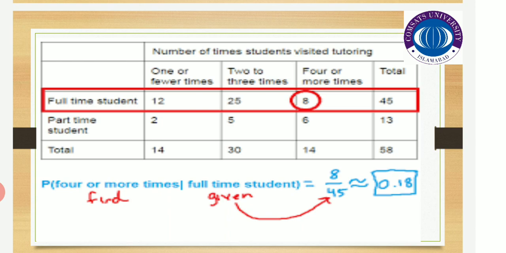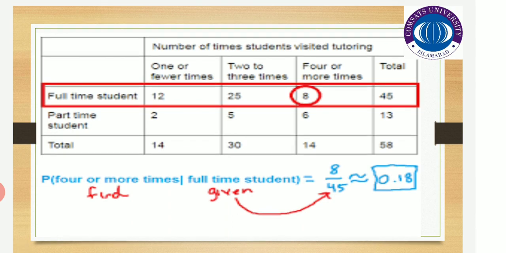So we have to find for 4 or more times, given full-time students, which is equal to how many students have both characteristics, who go to tuition 4 or more times and are full-time students as well. There are 8 students. And how many students are there who are full-time students? They are 45. So the answer is 8 by 45.